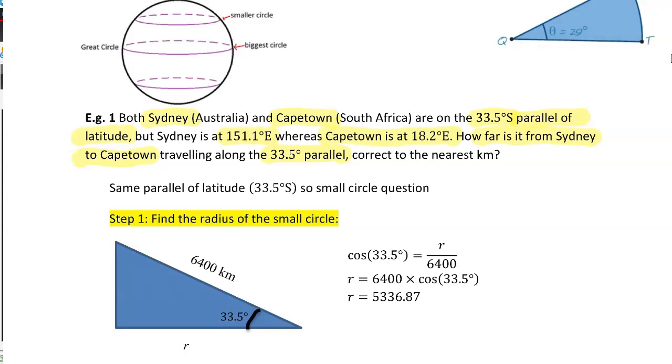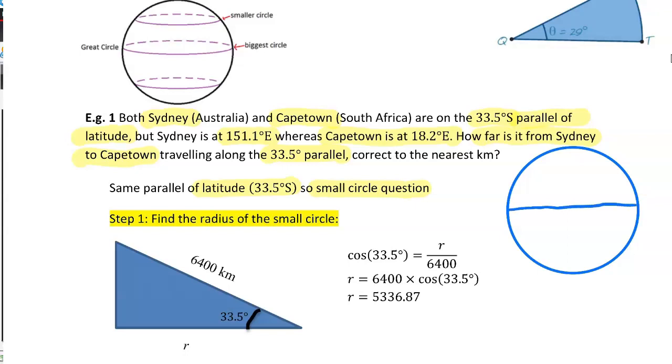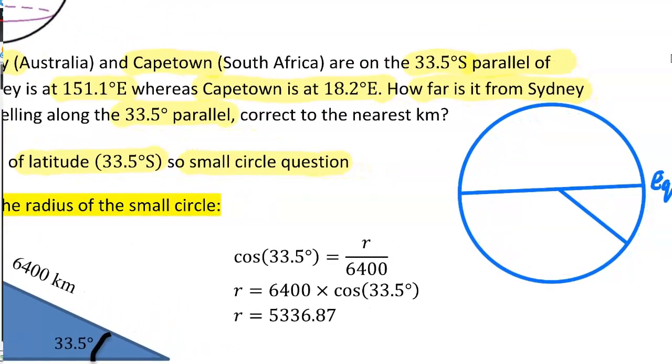So as they are the same parallel of latitude, so now we have a small circle. So imagine our Earth. Where we have our equator, like so. Okay, so equator. Now, our line of latitude is 33.5 degrees south. Okay, so let's make that a little bigger. So that's 33.5 degrees south.